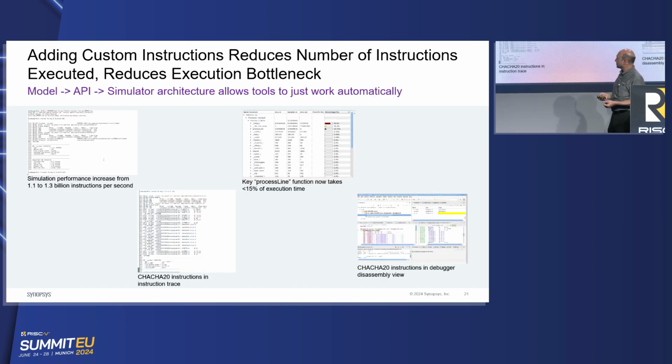And then what happens is that with that architecture, with that model built on APIs, with the simulator underneath, the simulation performance increased from 1.1 to 1.3 billion instructions per second. The process line function went from 21% of execution time to under 15%. And with these tools, instruction tracing, we actually see the ChaCha20 instructions in the debugger disassembly. So these tools just worked. We didn't have to do anything extra there.